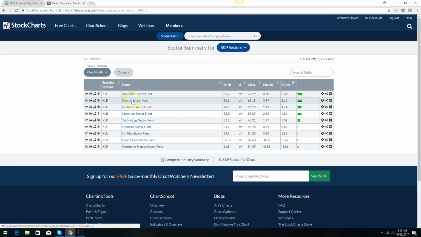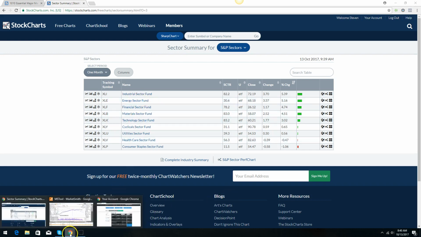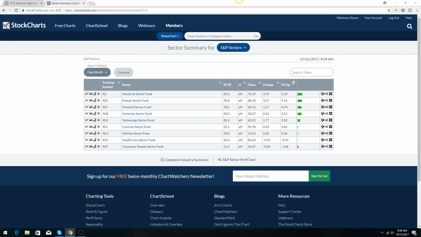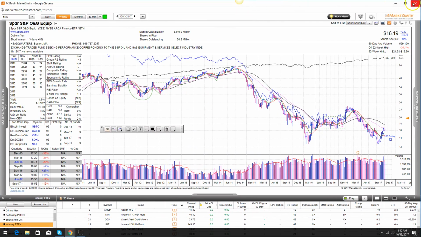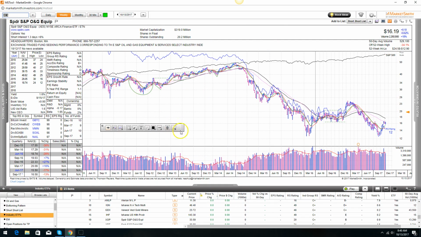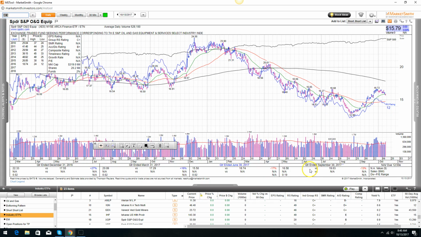So, what I'm going to do is dive deep into some individual stocks in the energy and the financial, because that's kind of what I like right now. So let me drag and drop. I'm going to drag this over to this screen. Let's go over to MarketSmith. I love it. Let's start with the ETF. So you got this XES, the Spider Oil and Gas Equipment ETF. So let's look at the daily chart first.